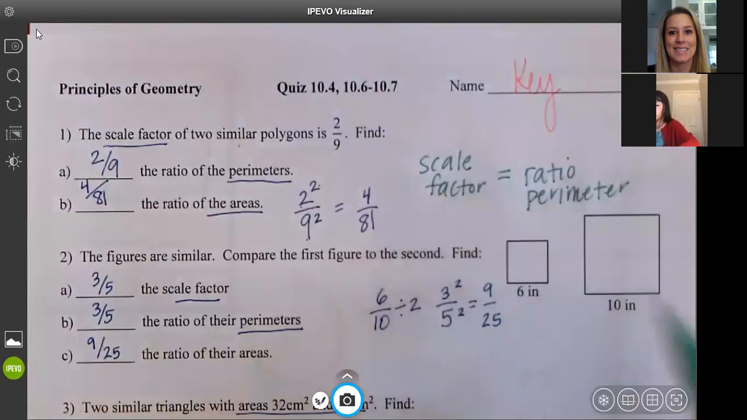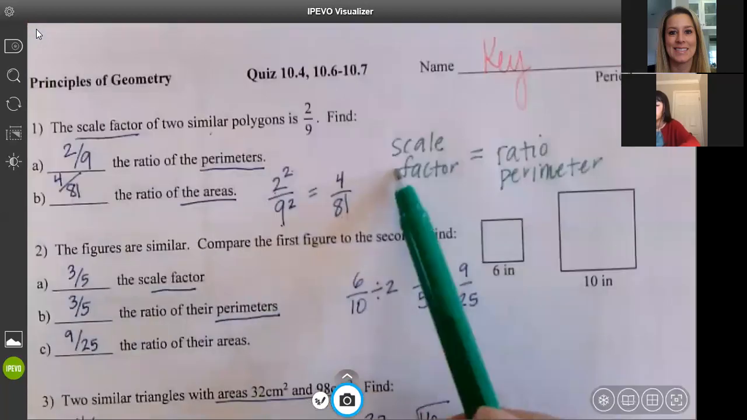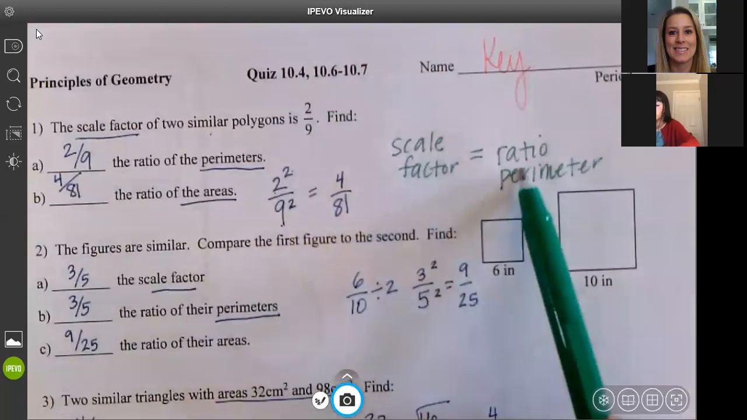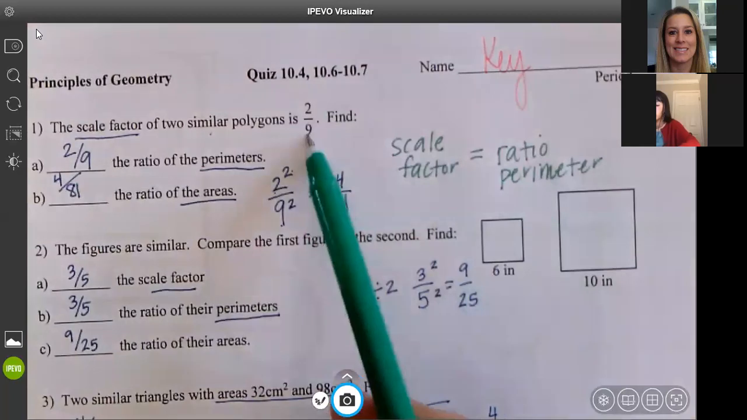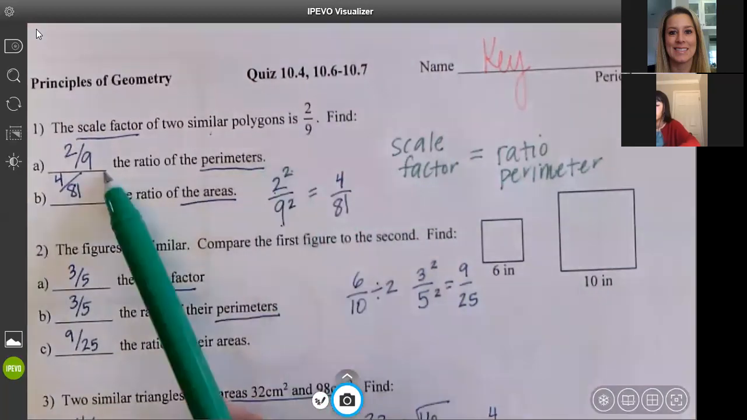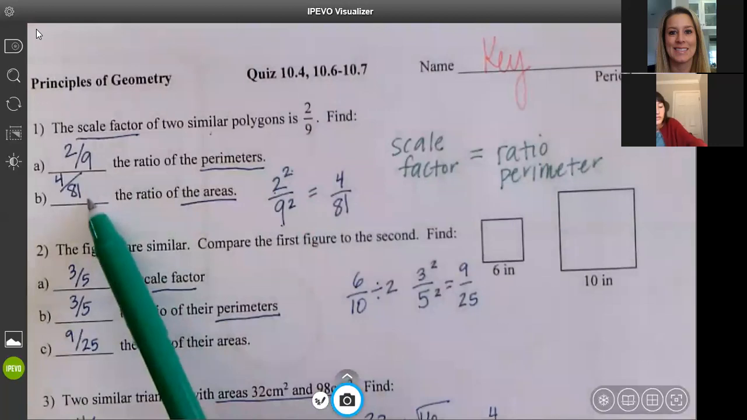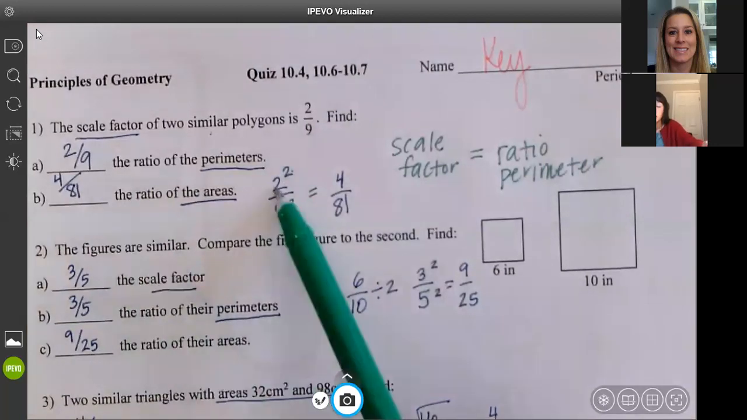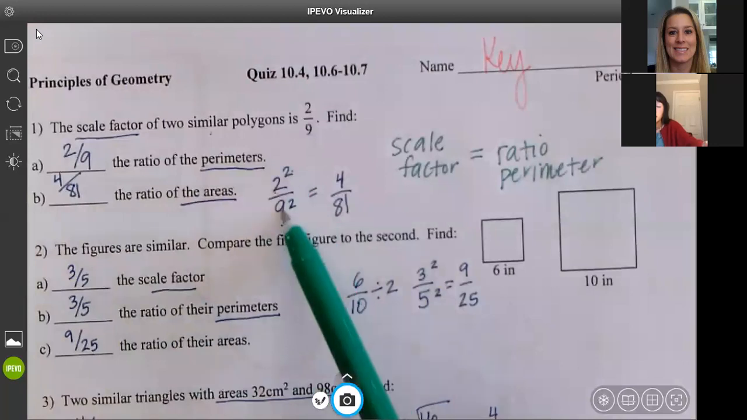The things you want to remember are that the scale factor and the ratio of perimeters are the exact same thing. So if you have a scale factor of 2/9, the perimeter ratio is also 2/9, okay? But for the area, I noticed a couple of people made this mistake: the area is that squared. So 2 squared is 4, and 9 squared gives you 81.